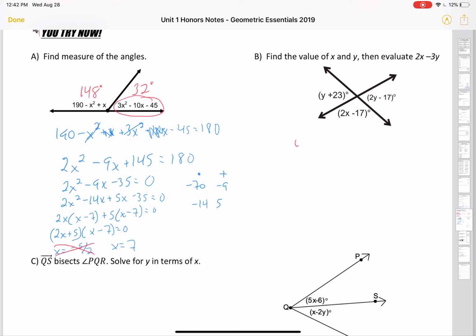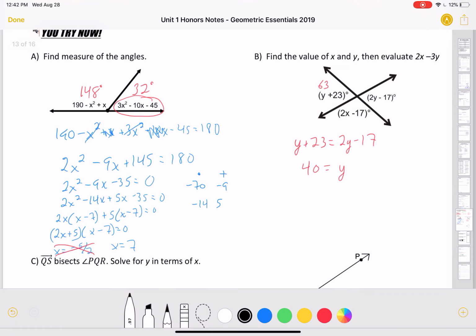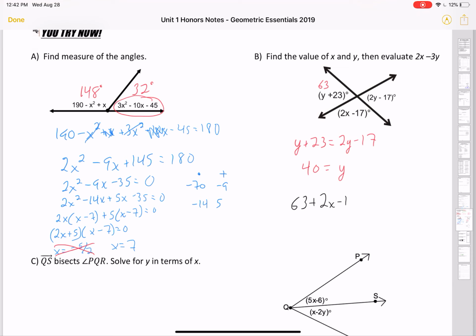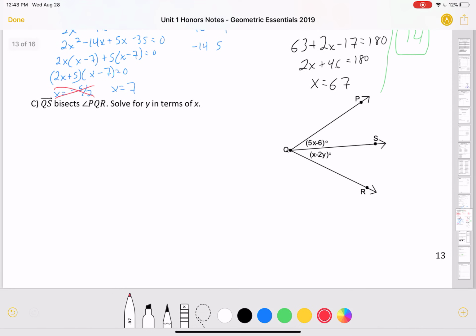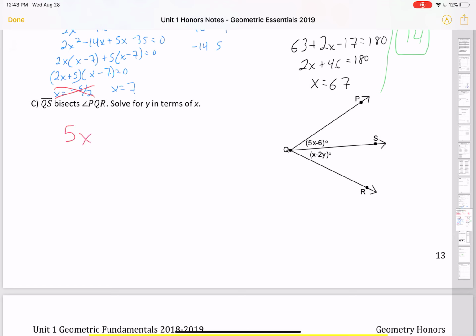Now on to B. And then the last one. So if it bisects it, that means they are going to be equal.